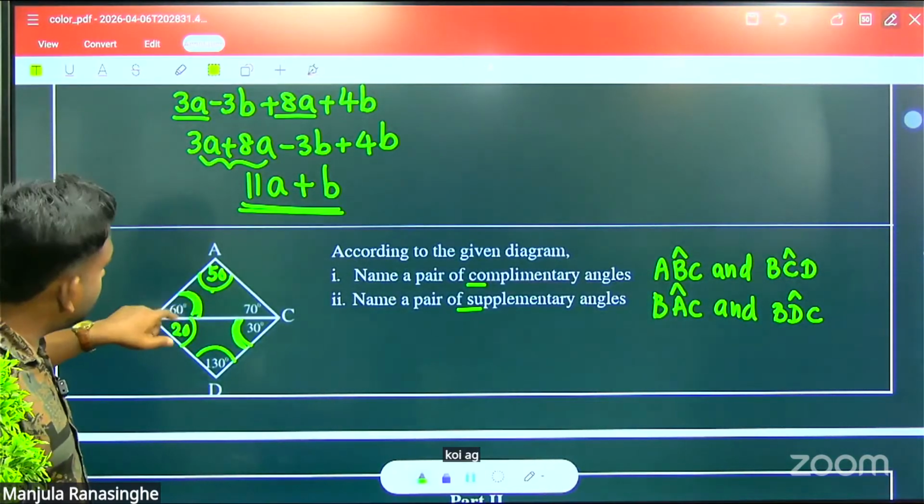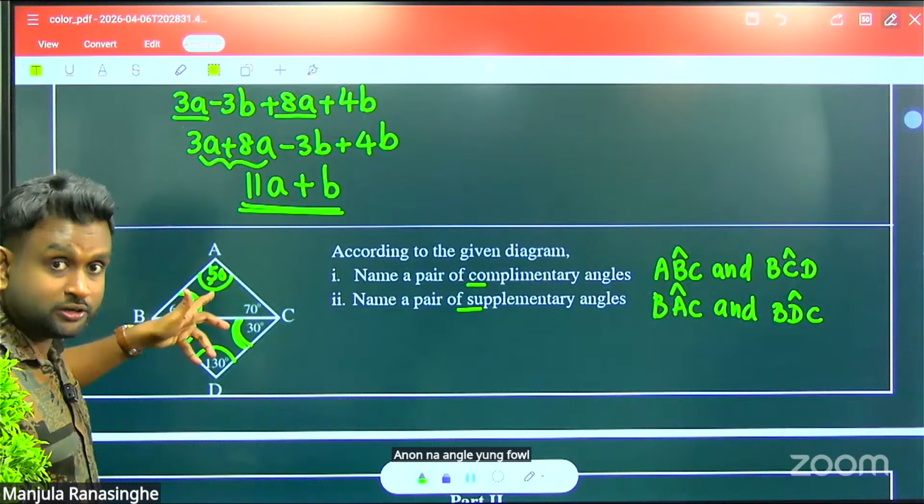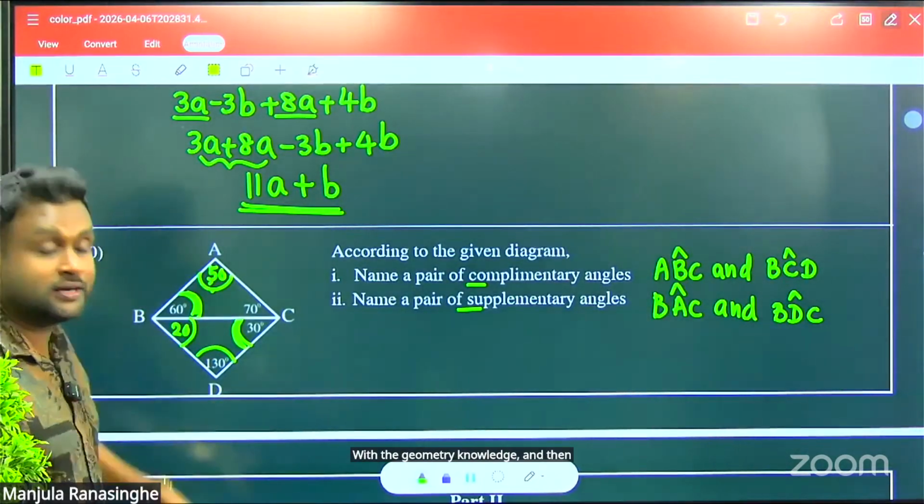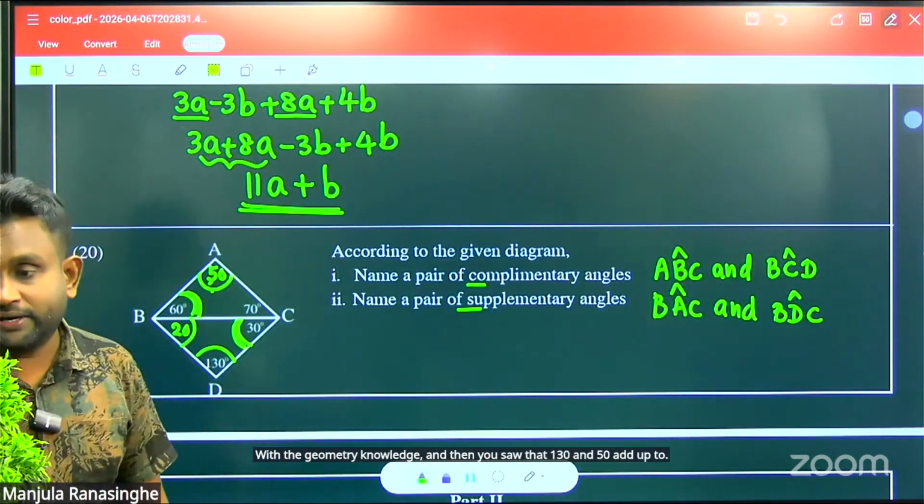That is the trick. Unknown angle you found with the geometry knowledge and then you saw that 130 and 50 add up to 180.